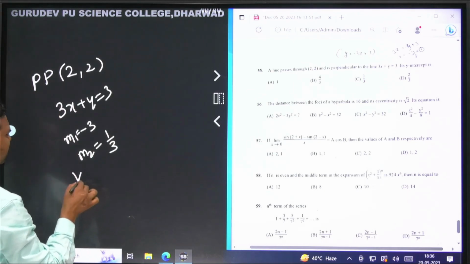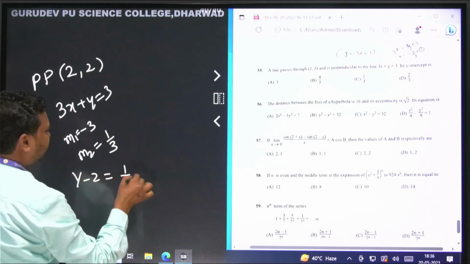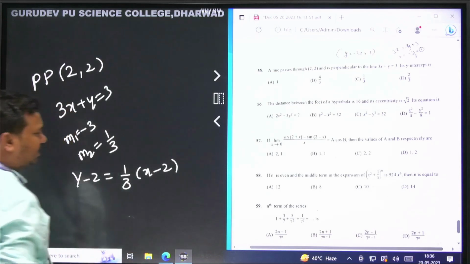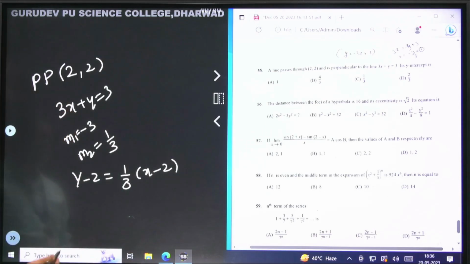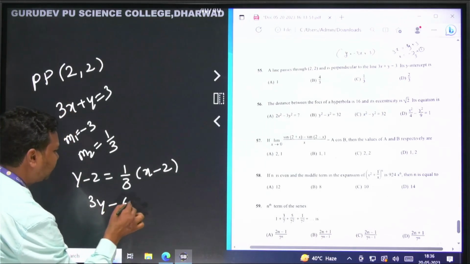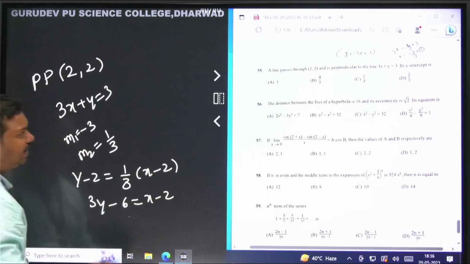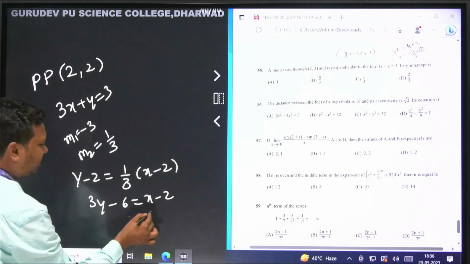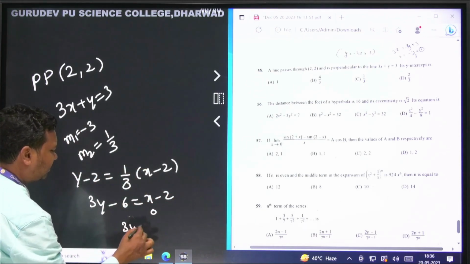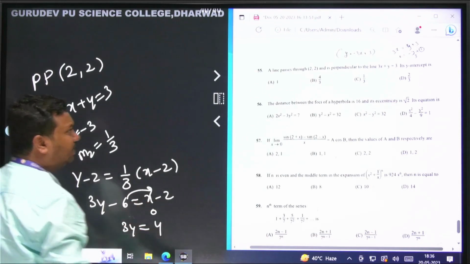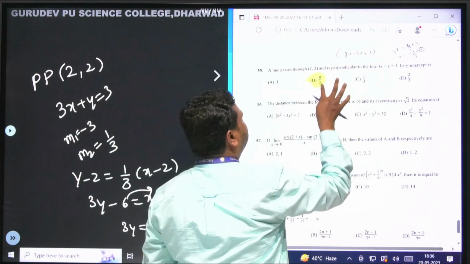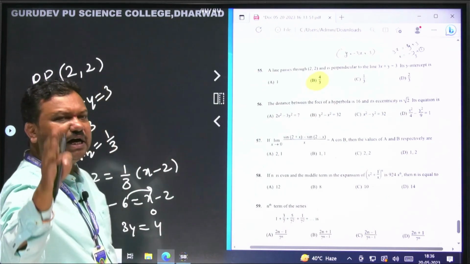Passing point is given, y - 2 is equal to 1/3 into x - 2. Clear? So the logic is very simple. 3y - 6 is equal to x - 2. They asked for y intercept, y intercept means x equal to 0, so 3y is equal to 6 - 2, that is 4, y is equal to 4/3. Option B is the right answer.